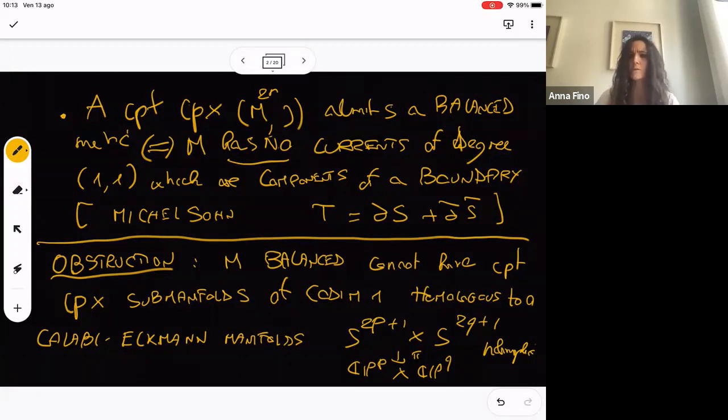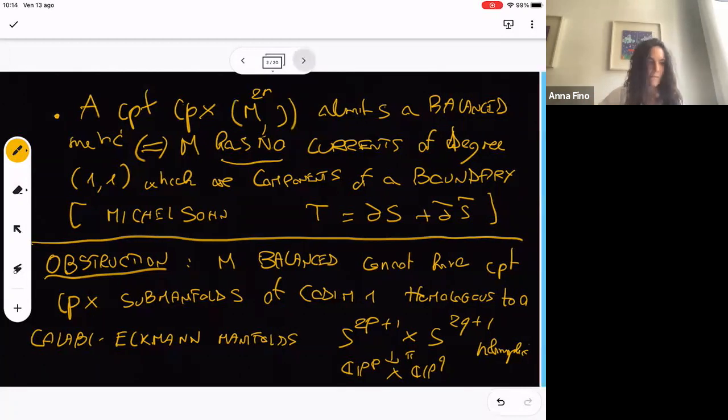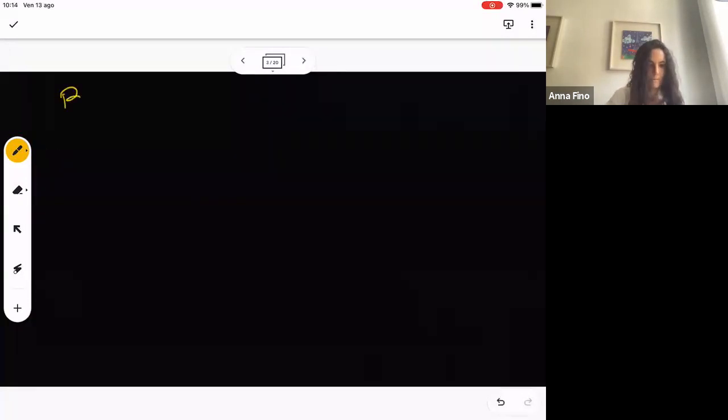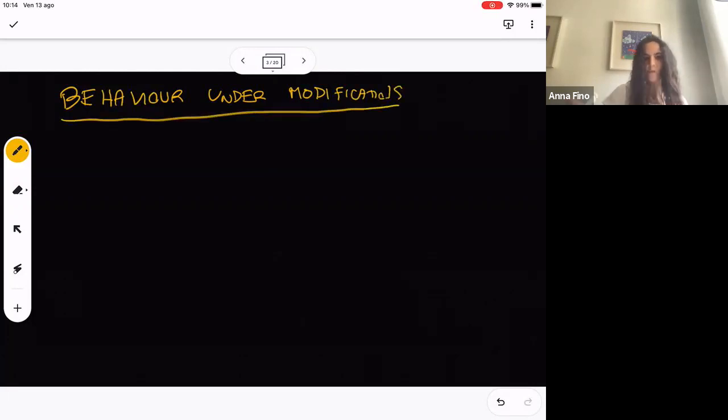Another nice way to construct compact manifolds with balanced metrics is using what are called modifications in complex geometry. So let's see now the behavior under modification. This is essentially due to a result by Alessandrini and Bassanelli. There are many references in the literature about the works of Alessandrini and Bassanelli on balanced metrics.